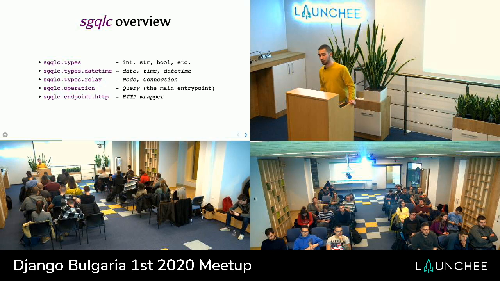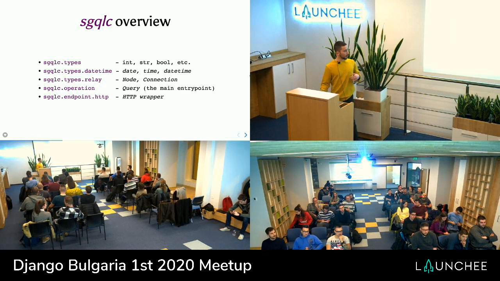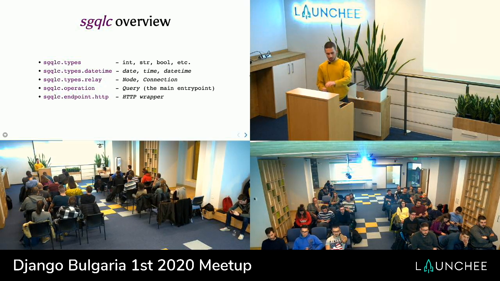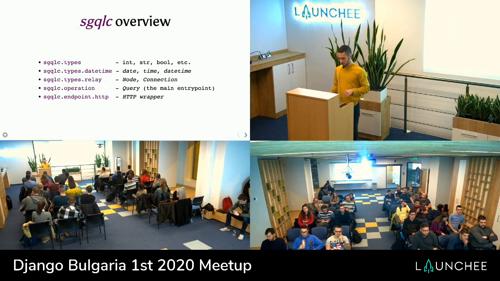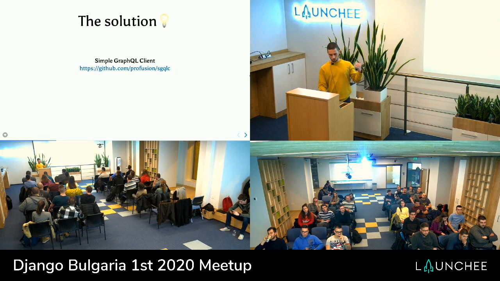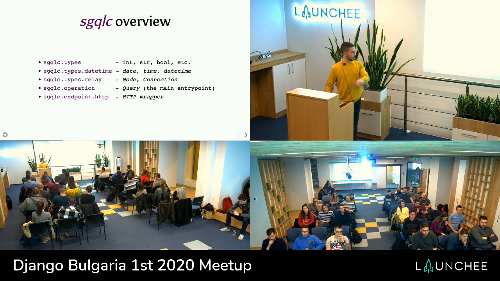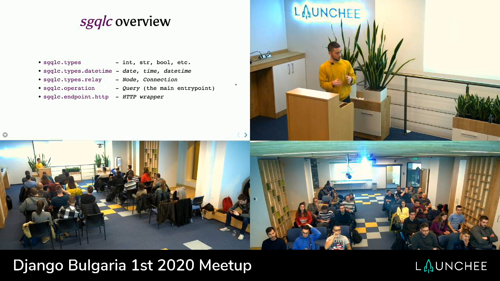We have relay types, which are related to relay. We have the node and connection, and basically you've seen the node, how it looks like. The connection class is basically the link between the edge and the node, but I'll show you later on. And another thing is operation. This is the main entry point of our construction process. It's called query here, and it's the main entry point of the program, and then we have endpoint.http, which is wrapping the whole GraphQL body of the request. It's wrapping it in a request, which we can send to a server.